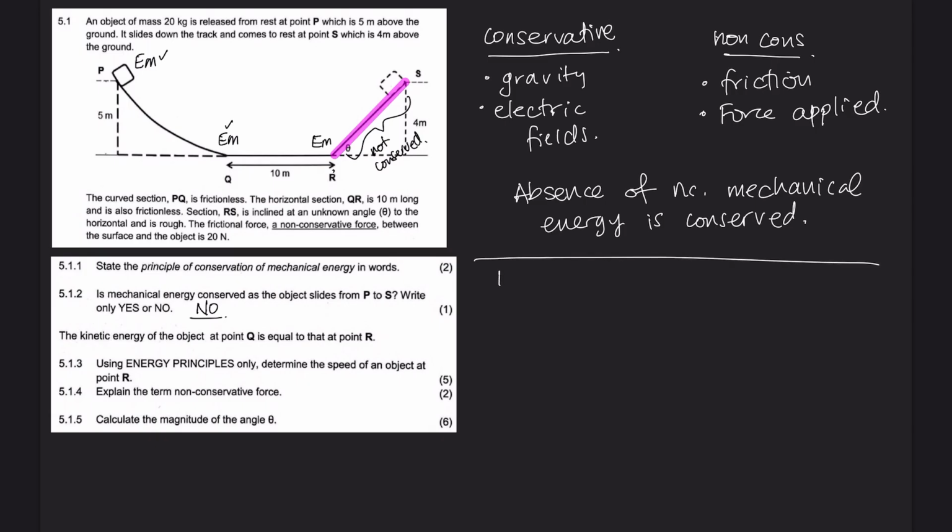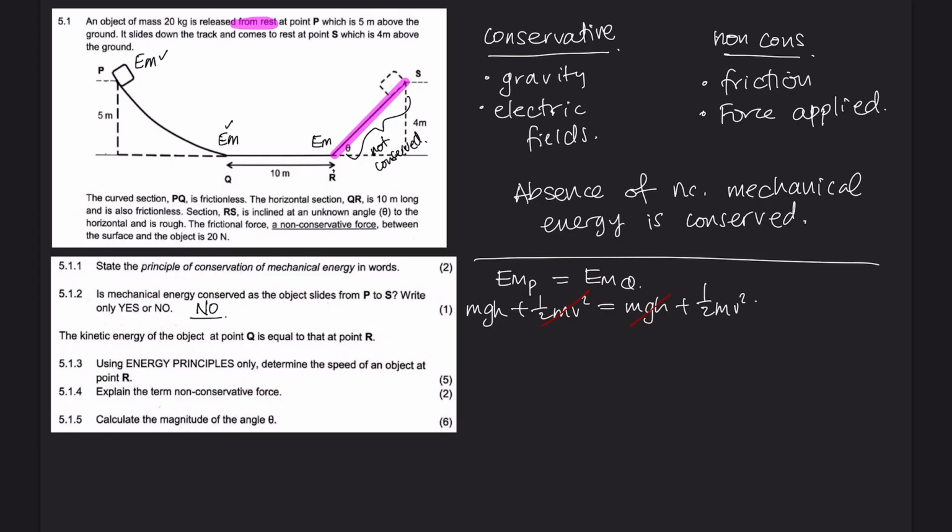So we'll start off by saying the mechanical energy at P is equal to the mechanical energy at Q. Okay? So mgh plus half mv squared is equal to mgh plus half mv squared. Point Q is on the ground, so h is 0, that's going to be 0. At the top at point P, the object is released from rest, meaning v is 0. So that's going to be 0. So we're left with mgh equals half mv squared.